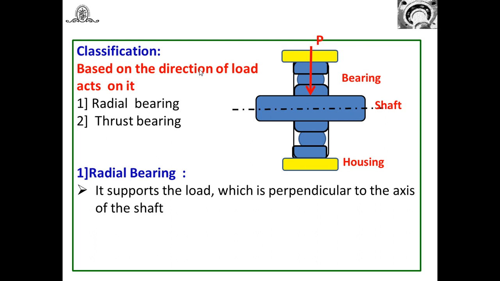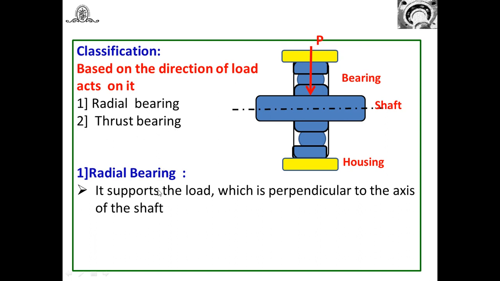Classification. Bearings are classified in different ways depending on the direction of load. So we are going to classify bearings based on the direction of load acting on them. Generally you know very well, there are two loads which come on the shafts or the parts, which are radial and thrust load. Based on that, bearings are classified into two types. One is the radial bearing, the second one is the thrust bearing.